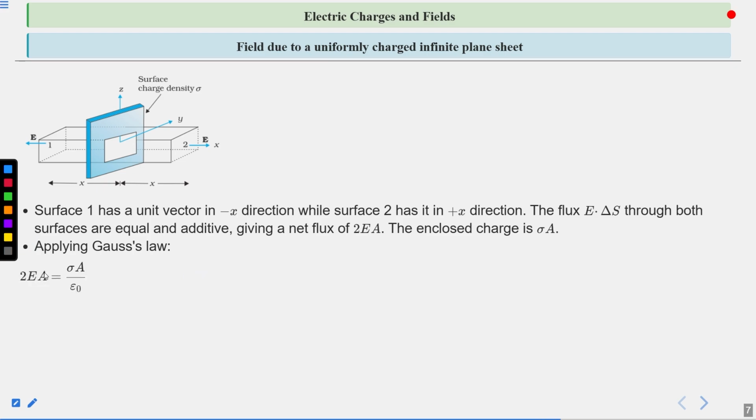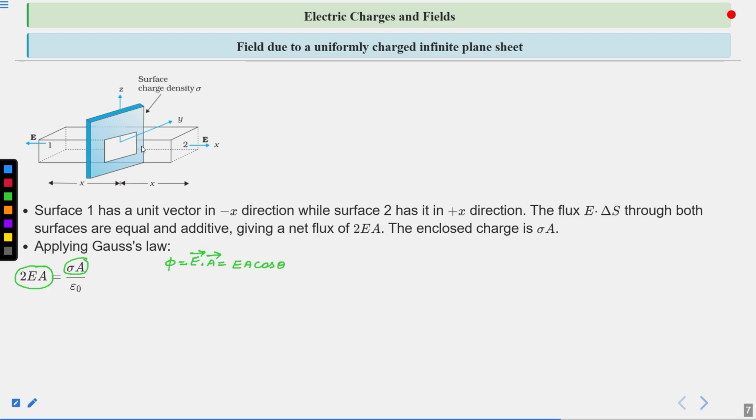So here the total flux is phi equal to 2EA, and the total charge is this one. How does this come? We know flux phi is equal to E dot A, yes or no? E dot A, so it will be EA cos theta.